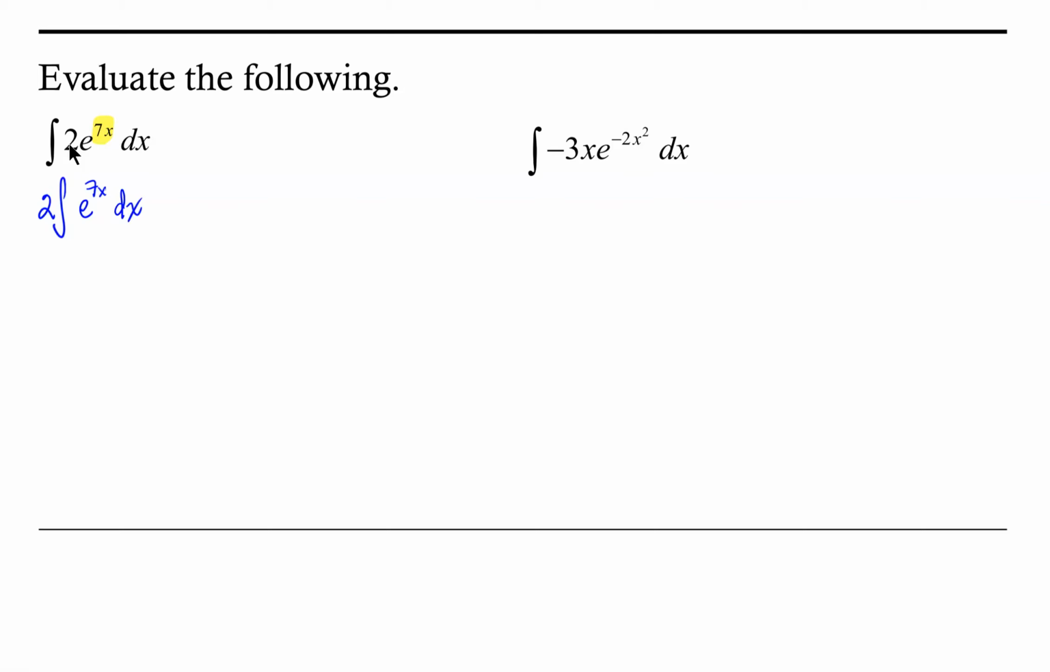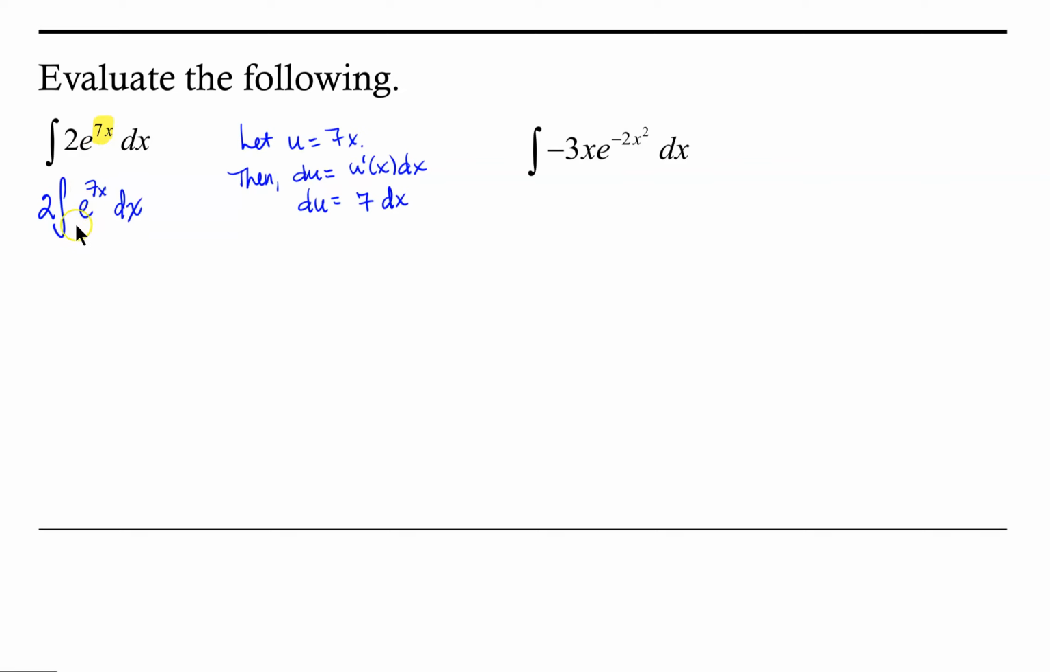And then let's let u represent the argument in this composition, or this 7x. So we're going to let u equal 7x. Then du is u prime of x dx, and in this case u prime is 7. So du is 7 dx.